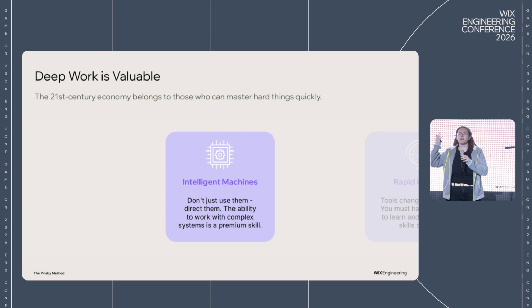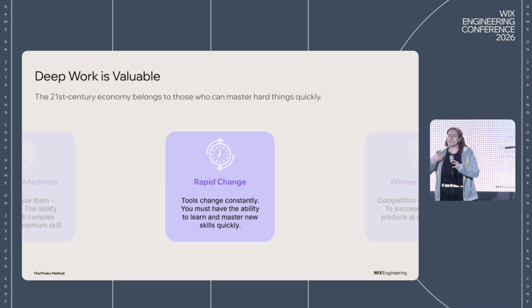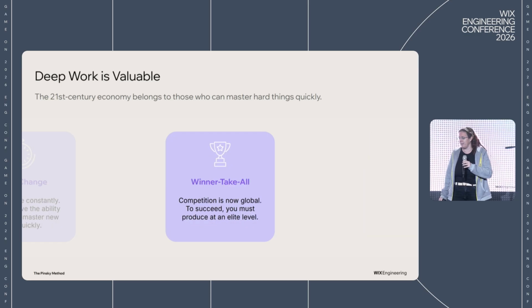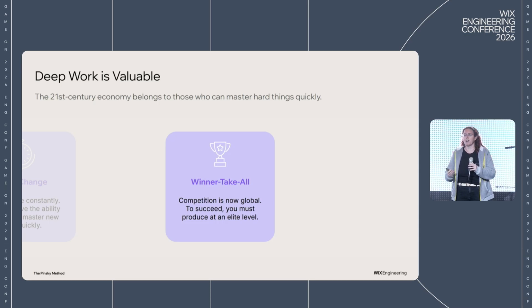So as the world around us evolves, and the machines become more intelligent and things change really rapidly, we are getting to this point where the winner is going to take it all. So we know it from Wix, that we hear it all the time, but it's also for us. As our jobs keep changing, we have to keep moving much more rapidly. We need to be much more focused and get much more deep work.